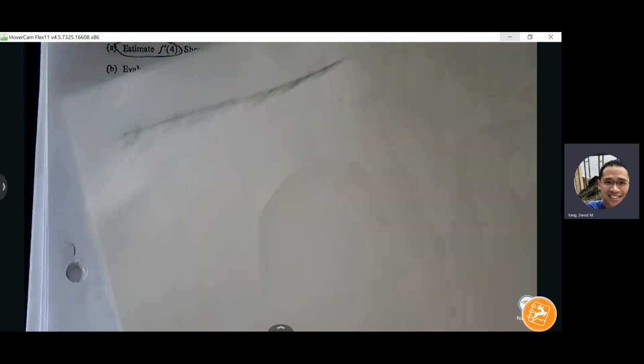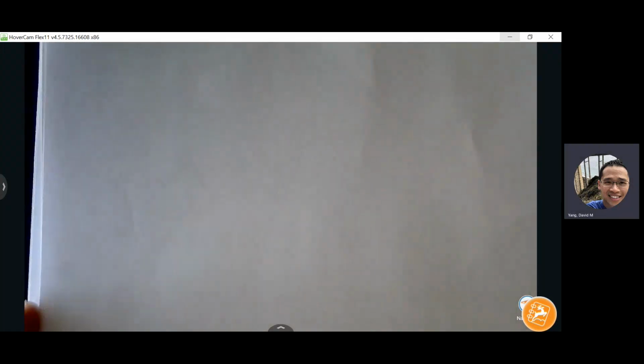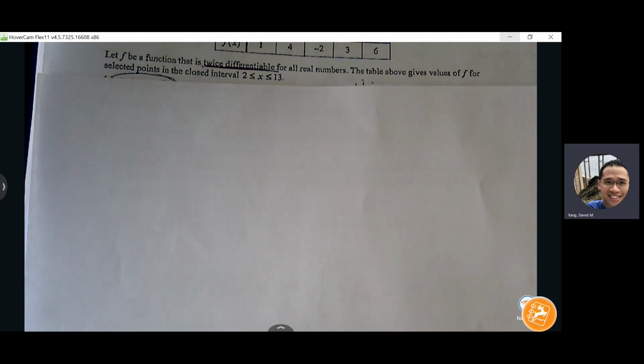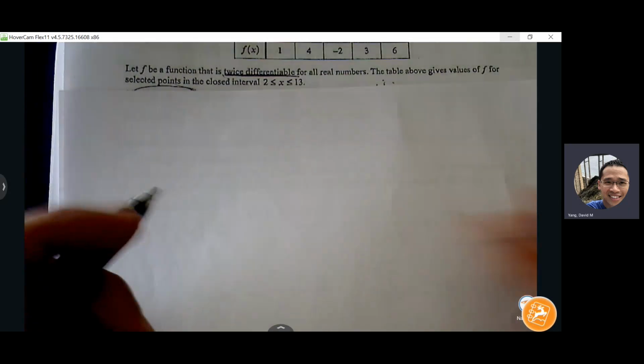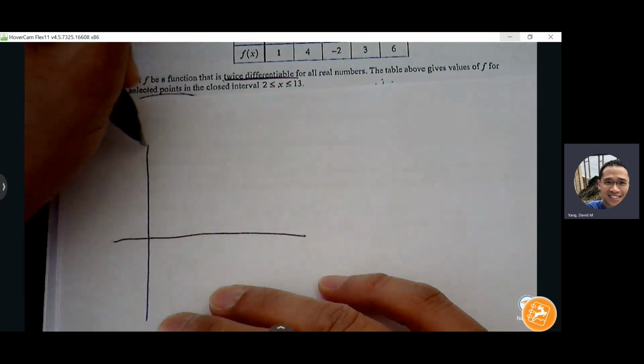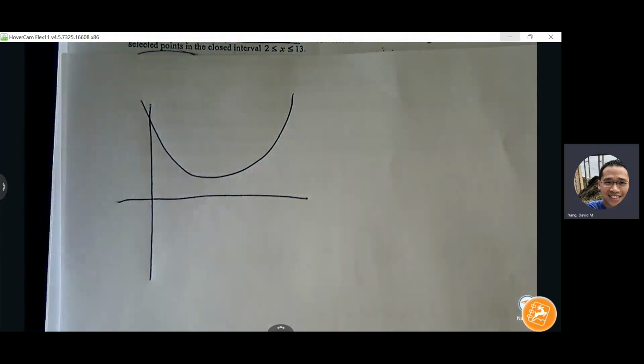So before we do part D, let me just give you some background information here. Now, let's say I had a graph that is concave up. Okay, so let's say I had a graph that's concave up. And so I know the graph looks like this.